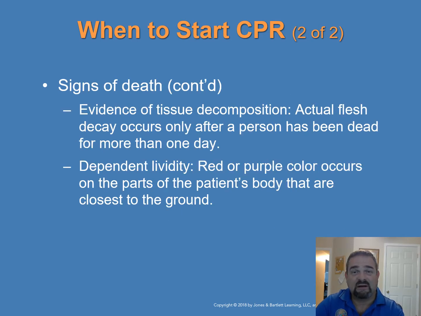All right, continuing on. Also, if there's evidence of tissue decomposition, if there's actual decay of the flesh, this only occurs after the person's been dead for more than a day. And then also dependent lividity. Dependent lividity is red or purple coloration that occurs on the parts of the patient's body that are closest to the ground. It is caused by blood seeping into the tissues on the dependent or lower part of the person's body. So whatever's the lowest part of the patient's body, such as their back, the back of their legs, the back of their neck, you'll see this discoloration there. This occurs after a person's been dead for several hours.